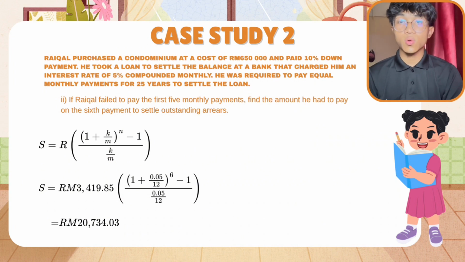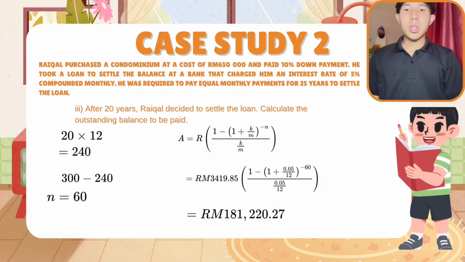Use this formula: S equals R bracket 1 plus K over M bracket power of N minus 1 over K over M bracket, and just put the numbers into the formula. S equals RM 3,419.85 bracket 1 plus 0.05 over 12 bracket power of 6 minus 1 over 0.05 over 12 bracket, and the final answer is RM 20,734.03. As you can see, 25 times 12, and you get 300, and 300 minus 294, and you can get N equals 6.